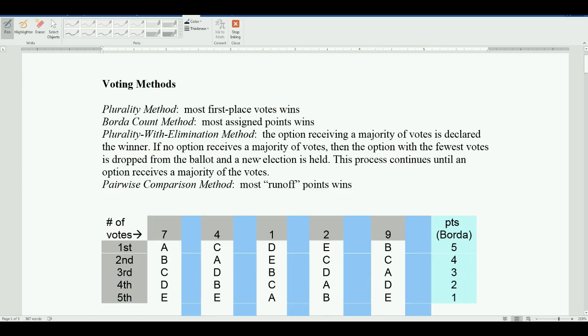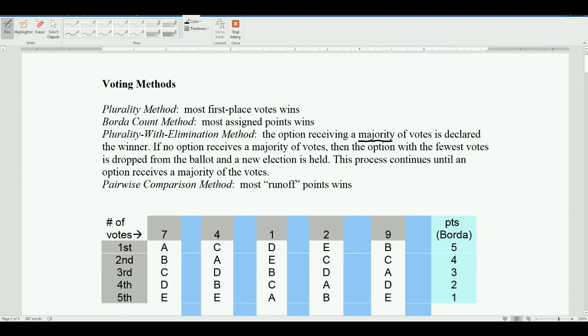Plurality with elimination, what we do on this is we'll count the number of first place votes, and as soon as someone has a majority, the key word here is majority, then that's the winner. Now, if there is no one who has a majority of votes, we'll eliminate the person who has the fewest first place votes, and then we'll revote and count the number of first place votes and see if there's a majority there. If there's not, we'll do the same process again until we have a majority winner, or a winner by majority.